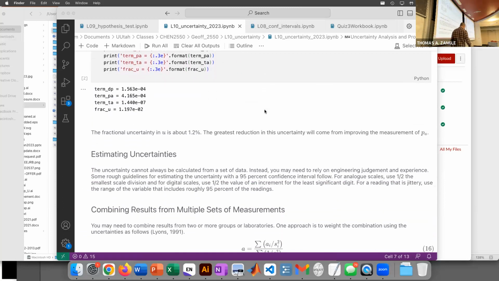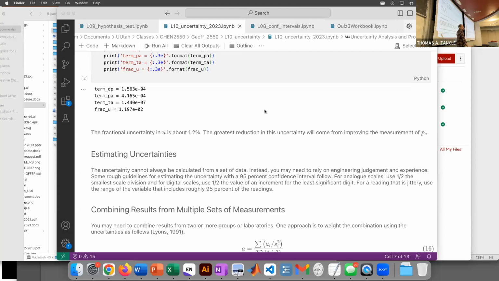And let's say you're given a 95% confidence interval on the measurement of delta P, because you have a good data set to actually estimate that. You may not always have a good data set to use to estimate the uncertainty in all of the variables that go into a process. Now, that doesn't mean that you can't say anything about uncertainty. You can still say something about how uncertain those other things are. So you cannot always calculate uncertainty from a set of data. Sometimes you need to rely on judgment and experience, right?